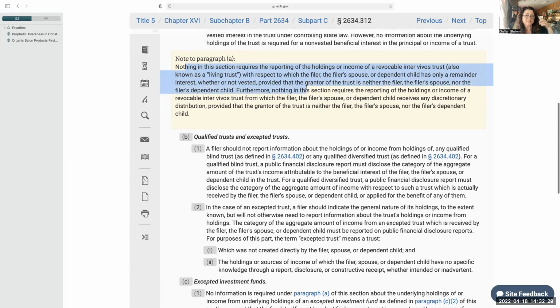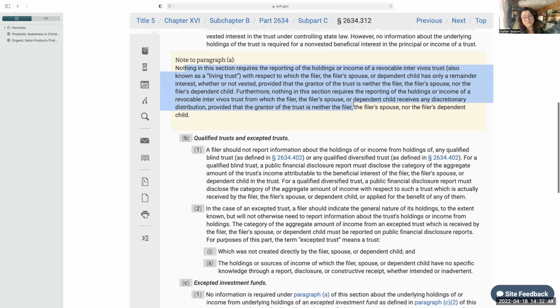Furthermore, nothing in this section requires the reporting of the holdings or income of a revocable inter vivos trust from which the filer's spouse or dependent child receives any discretionary distribution, provided that the grantor of the trust is neither the filer's spouse, nor the filer's dependent child.